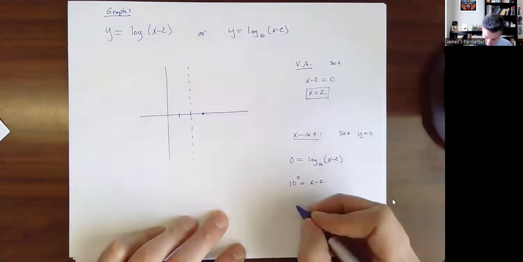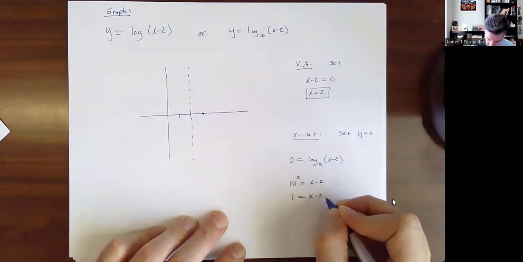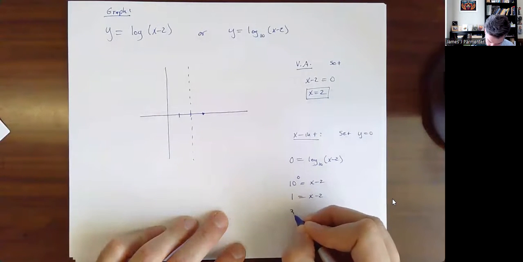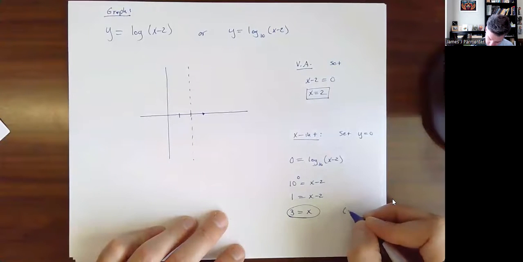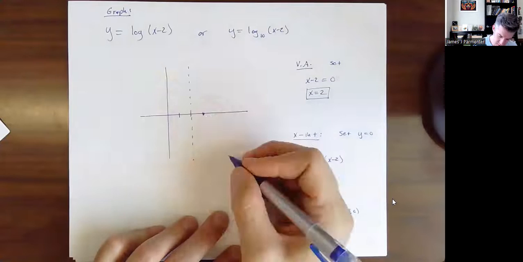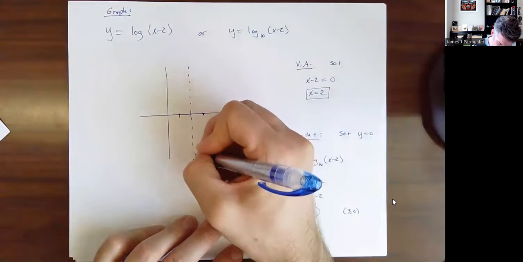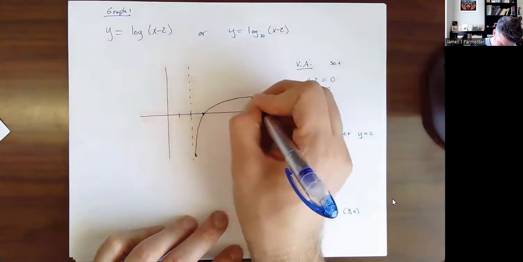But 10 to the 0 is 1. And if I add 2 to both sides, 1 plus 2 is 3. So there's my x-intercept, just like we knew it was. Right there. And then we graph it in the usual way. It's got the usual logarithmic shape.